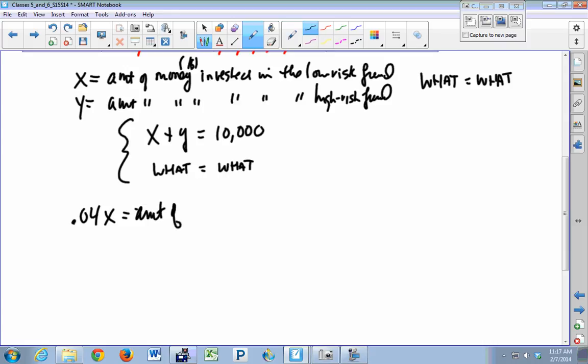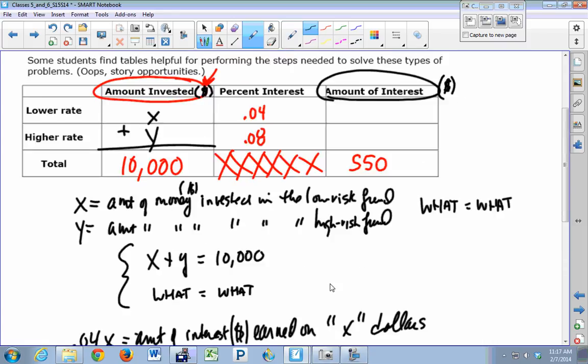Amount of interest in dollars earned on X dollars, right? That's the amount of money you've invested, X dollars. I don't know how many dollars it is yet, but if I take 4% of those dollars, that's the amount of interest I'm going to earn. Notice if I go up to my chart and I multiply straight across, I get this expression. That expression is equal to the amount of interest in my low risk fund.